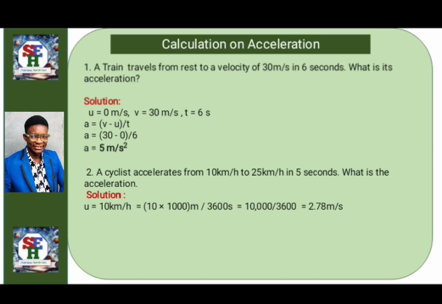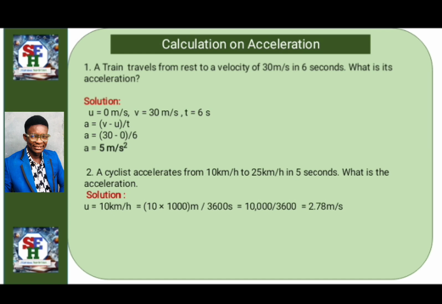Then the number of seconds in an hour is 3600. Take note. Why? Because we have 60 seconds and 60 minutes. So 60 multiplied by 60 will give us 3600 seconds. And bringing them together, let's divide it. 10,000 divided by 3,600 will have a result of 2.78 meters per second.